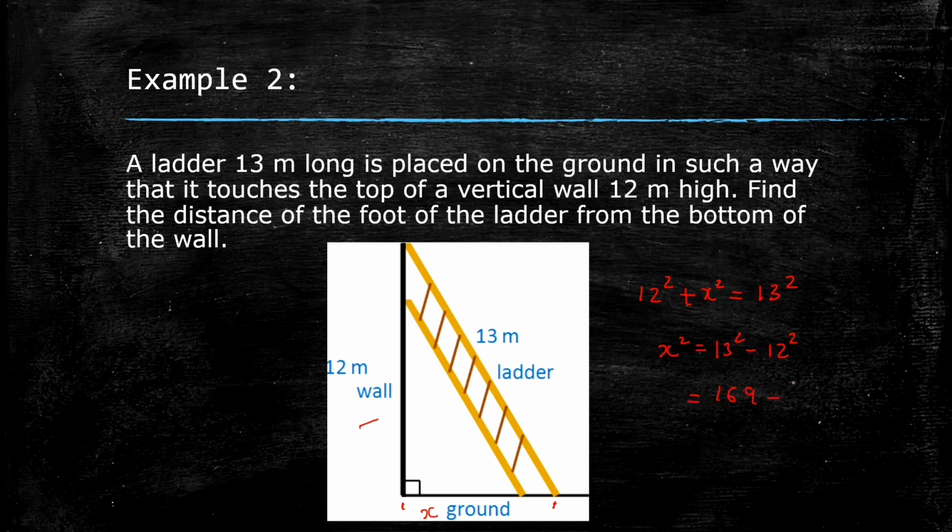169 minus 144, which is nothing but 25. Therefore, we have x is equal to square root of 25, which is 5 meter. So we get this distance as 5 meter. So the distance of the foot of the ladder and the bottom of the wall would be 5 meter. So these were a few important applications and examples which we covered related to Pythagoras theorem.